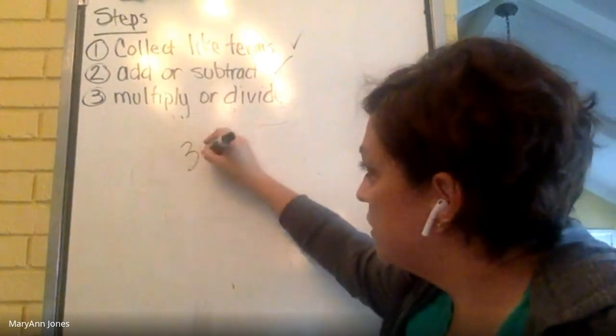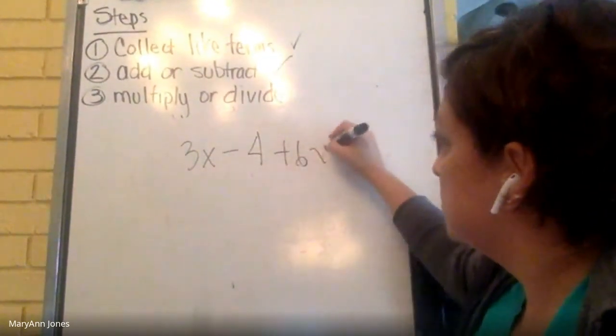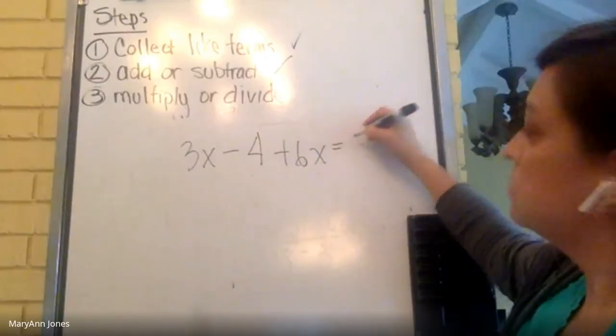Let's do one more. 3x minus 4 plus 6x equals negative 13.